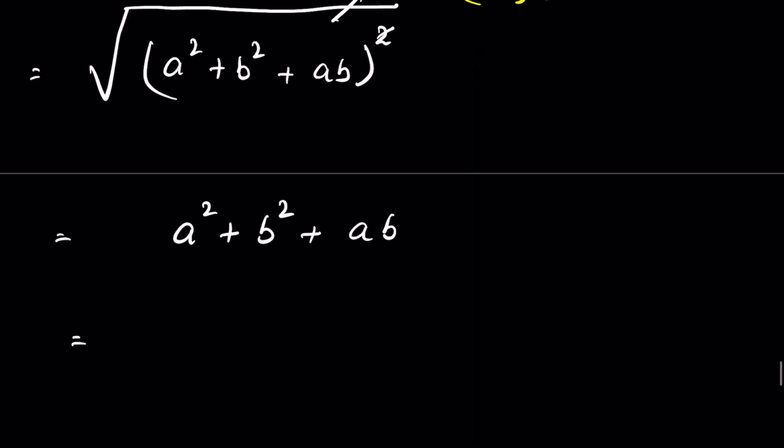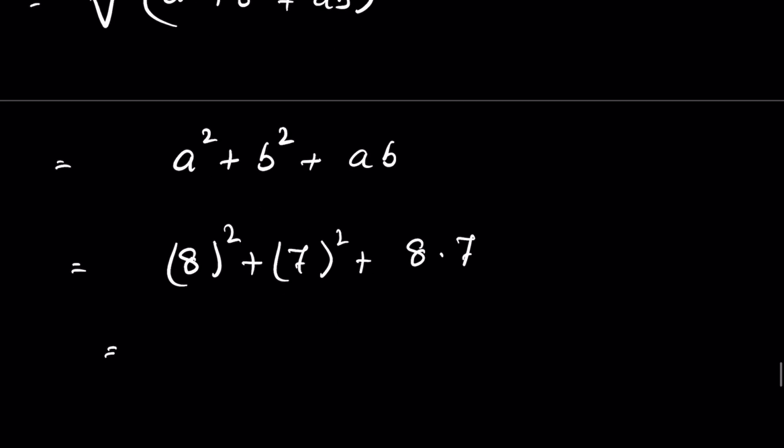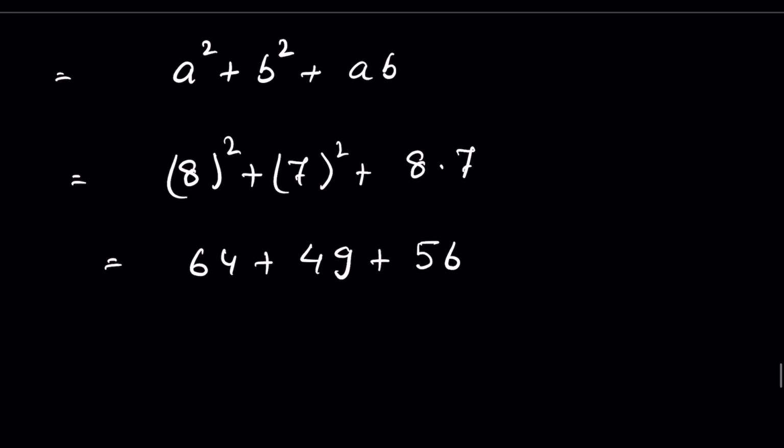Now a we considered as 8, so 8², b is 7, so 7², and ab is 8 times 7. 8² is 64, plus 7² is 49, plus 8 times 7 is 56. Add them, so it is equal to 169.